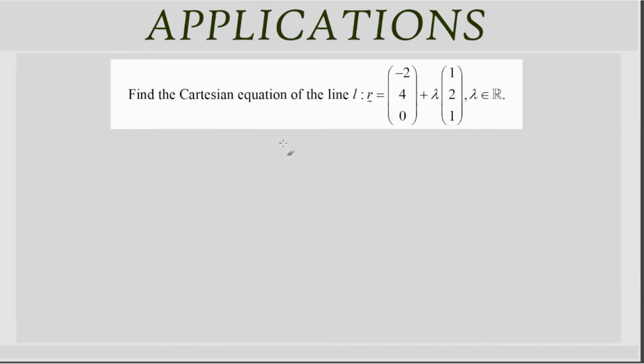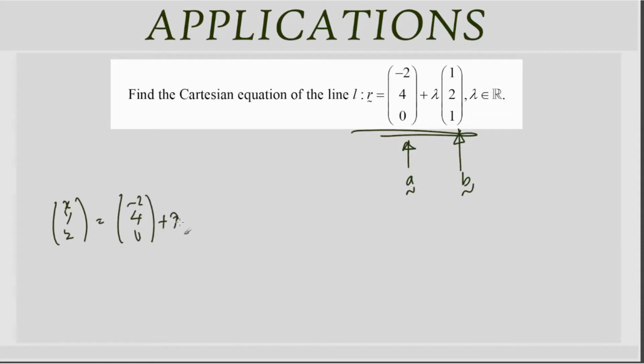So find the Cartesian equation of the line, this vector equation over here. So we have the a tilde over here and the b tilde over here, right, with lambda as the multiplier. So we have x, y, z is equal to negative 2, 4, 0 plus lambda times 1, 2, 1. And just like we did just now, we have x is equal to negative 2 plus lambda, y is equal to 4 plus 2 lambda, and z is equal to just lambda.